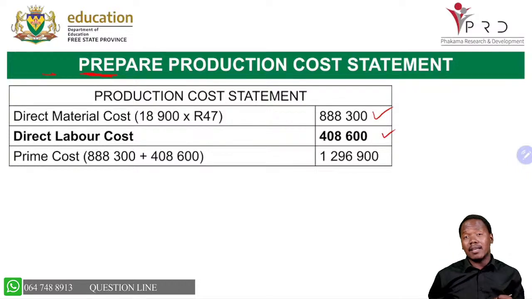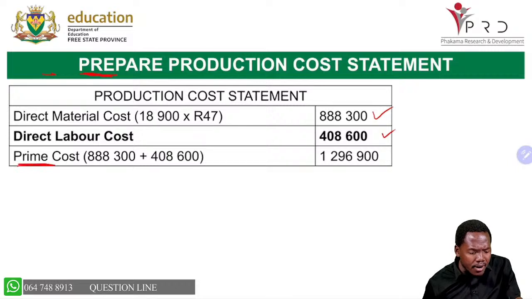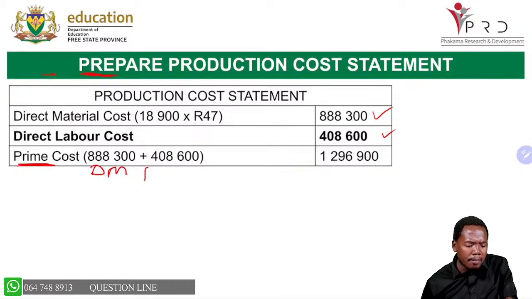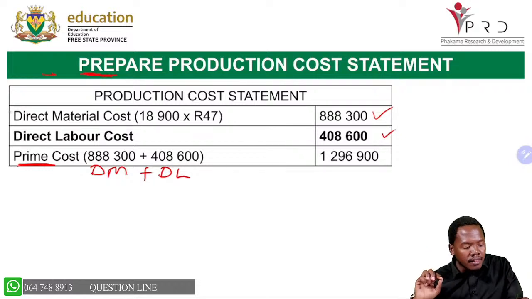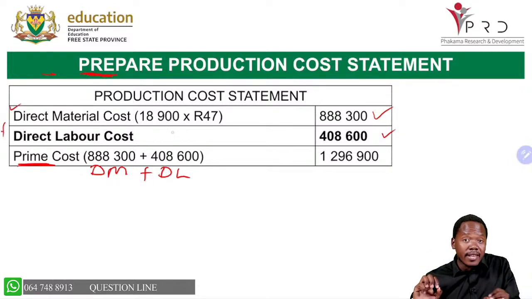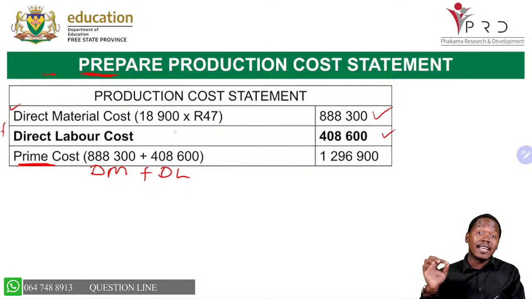Direct labor cost is written on your answer book. It was also given at the bottom of your question. Now, how do I calculate my prime cost? Remember, I say direct material plus my direct labor. Then I get the 1,296,900. Meaning the first three items in my format for production cost statement is direct material cost plus direct labor cost. That gives me my prime cost.